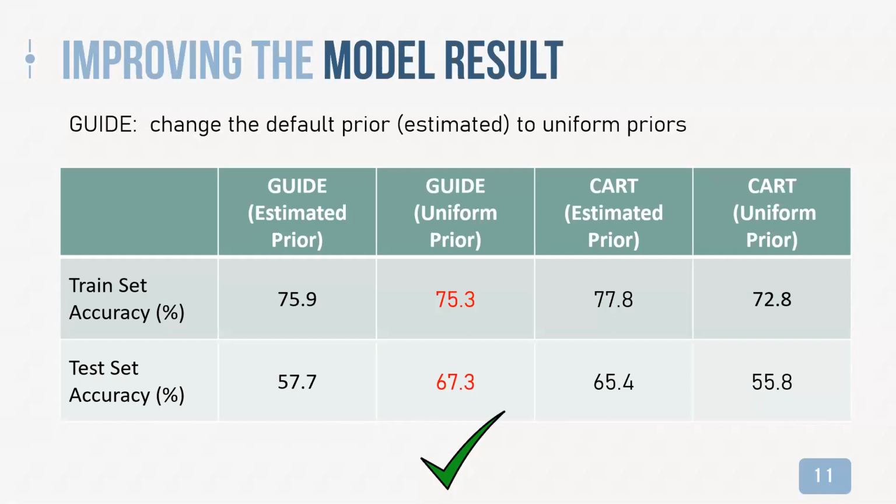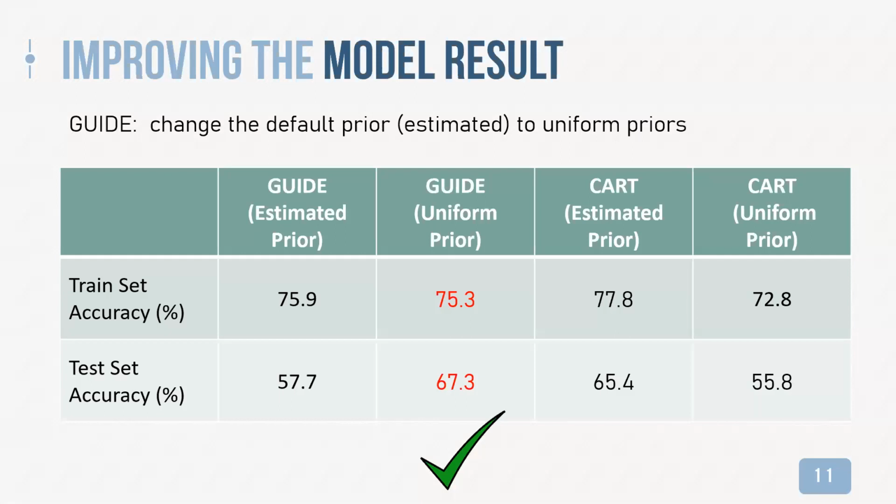But apparently after we change the prior to uniform, GUIDE performs better. However, CART's performance is reduced when it's changed to uniform prior. In this case, GUIDE with uniform prior has a better accuracy. The accuracy we talk about here is the test set accuracy. We normally don't look at the train set because train set accuracy might be prone to overfitting. We have to look at the test set accuracy. So in this table, GUIDE with uniform prior has the highest test set accuracy.